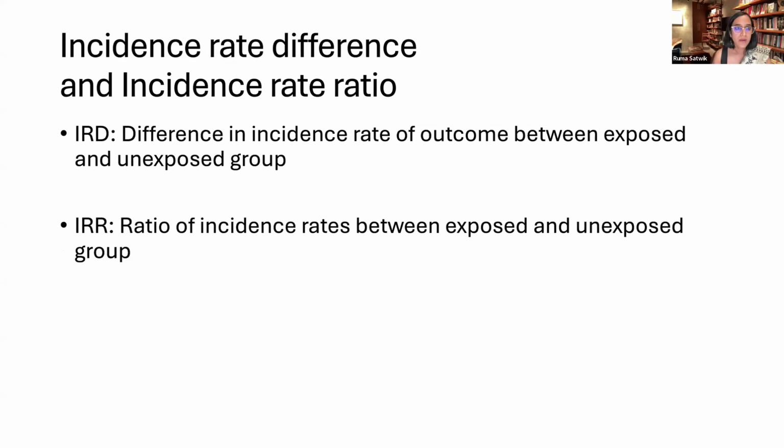Now, incidence rate difference and incidence rate ratios are two outcomes that are derived directly from incidence rate. You don't have to do much thinking there, but incidence rate difference is just the difference in the incidence rate of outcome between exposed and the unexposed group. And incidence rate ratio is the ratio of incidence rates between exposed and the unexposed group, right?